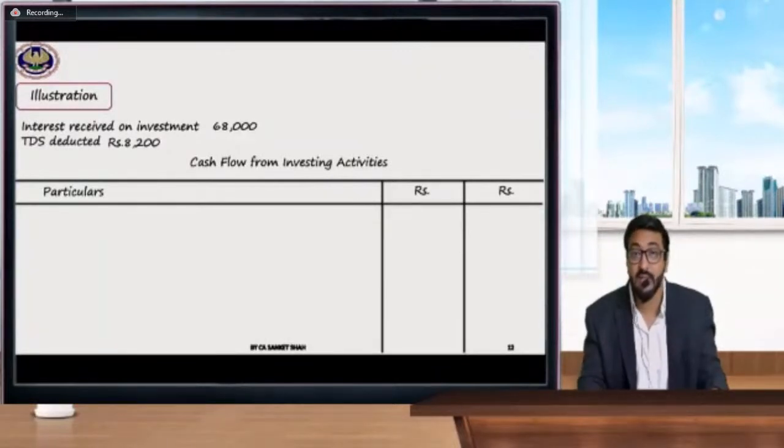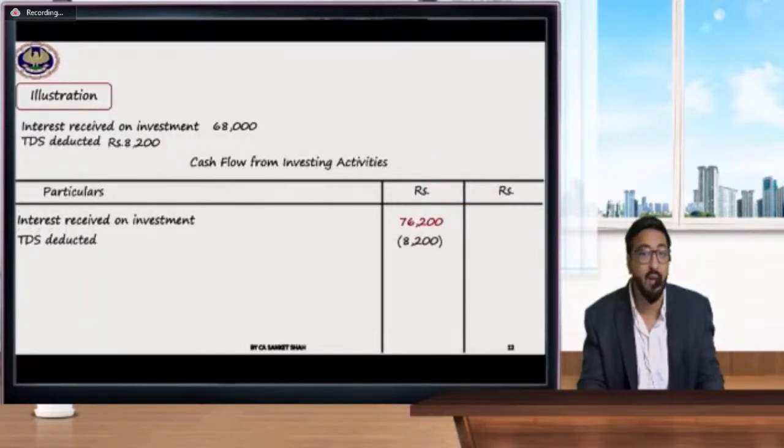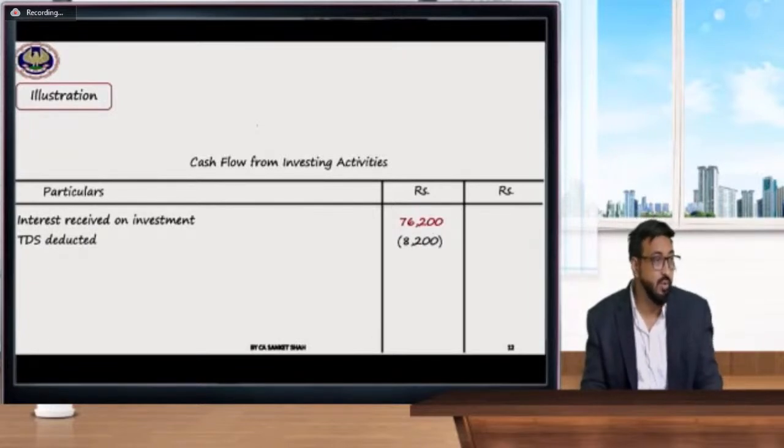So interest received on investment. What is interest received on investment? It is 68,000. And TDS is 8,200. So in my bank account, I will receive only 68,000. But my income is gross. I have to show it separately. 76,200 is my gross income, and from that I will deduct 8,200. So how much am I receiving, beta? 76,200 minus 8,200. It is a presentation.